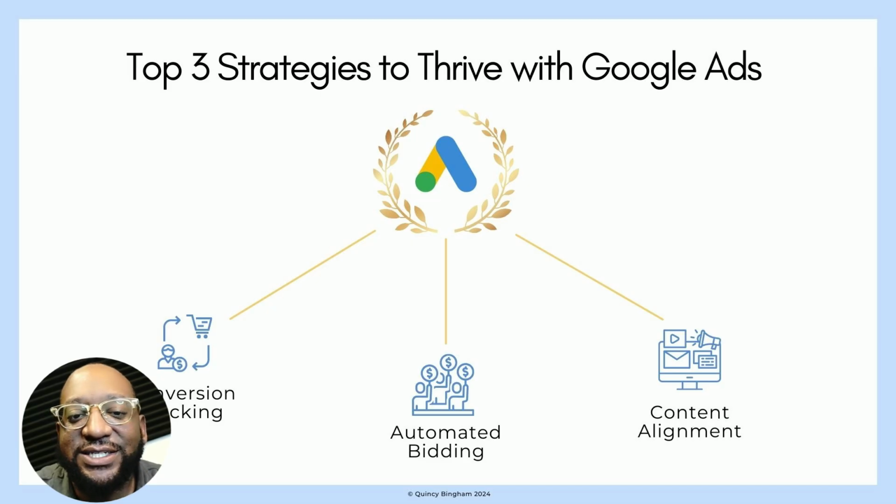These 3 strategies are conversion tracking, automated bidding, and content alignment between your keywords, ads, and landing pages. These 3 strategies are used by the most successful businesses on Google. If you do all 3, you'll see a real difference, not just in clicks, but in actual results.